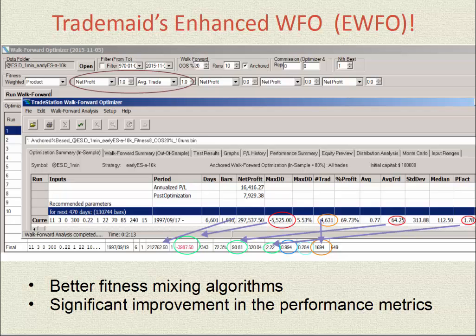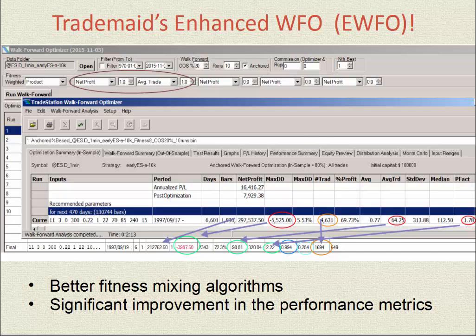It went from $64.25 to $90.81 average trade. The profit factor went from 1.78 to 2.22. The drawdown decreased from 5525 to 3987. On the dark blue, on the bottom line, you can see the Pearson's correlation coefficient of the equity curve to a straight line at 0.994, which is an exceedingly good figure, and the Sharpe ratio of 2.84.